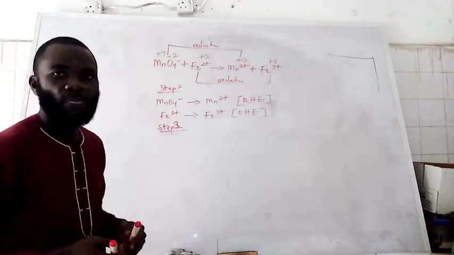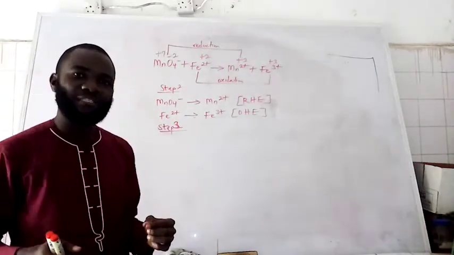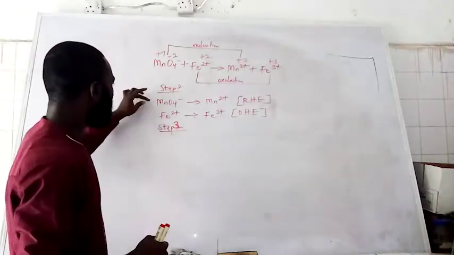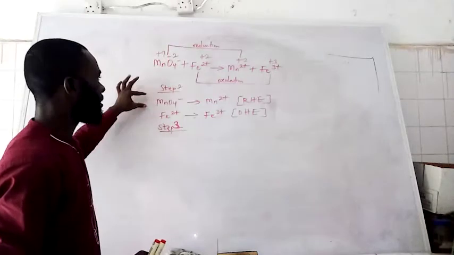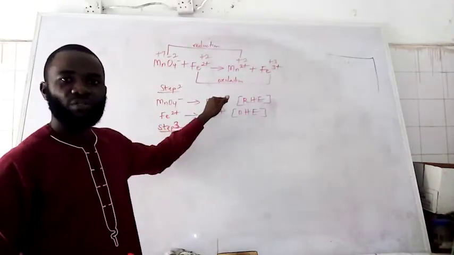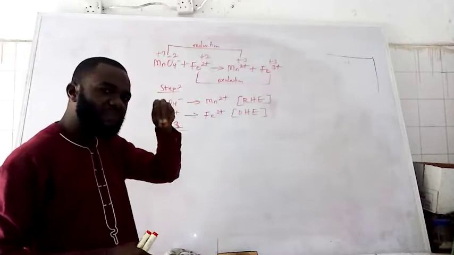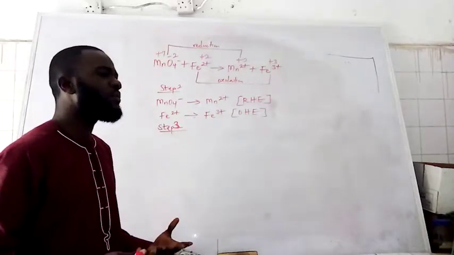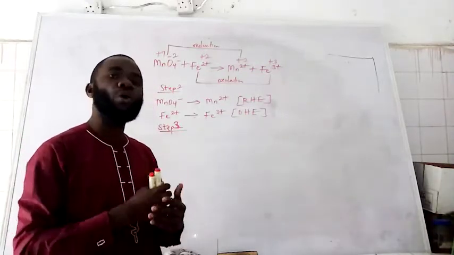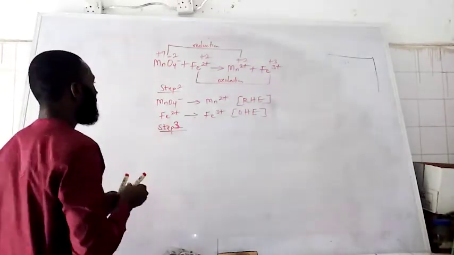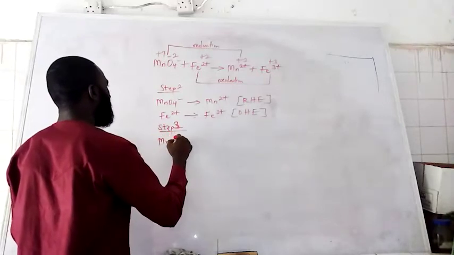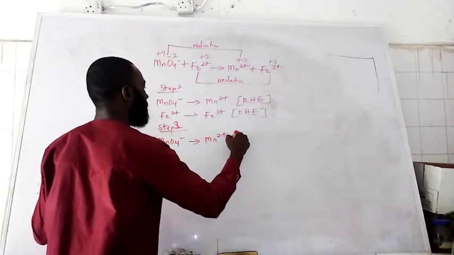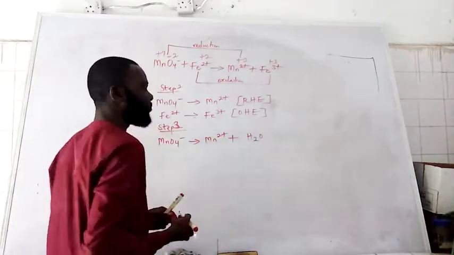For my step 3, what I will do is look at the side that is deficient of oxygen. Then I'm going to bring in water molecule. For this first equation, I have oxygen on the left hand side. I do not have oxygen on the right hand side. That means this side is deficient of oxygen, that is, it does not have oxygen atoms. So for me to make it have oxygen atoms, I'm going to introduce water molecule. So I have MnO4 minus yielding Mn2 plus, and I'm going to introduce water molecule.